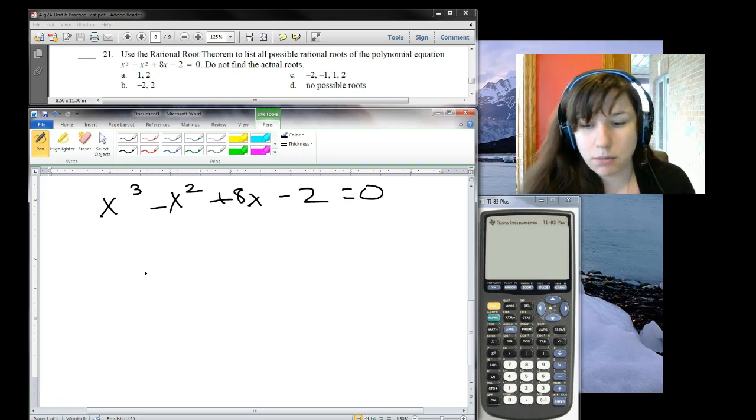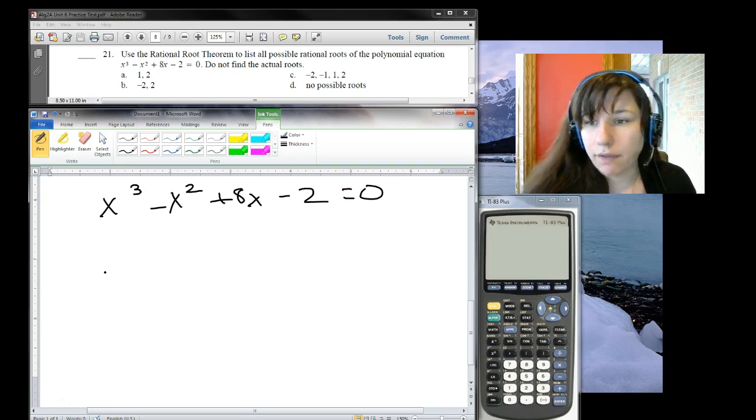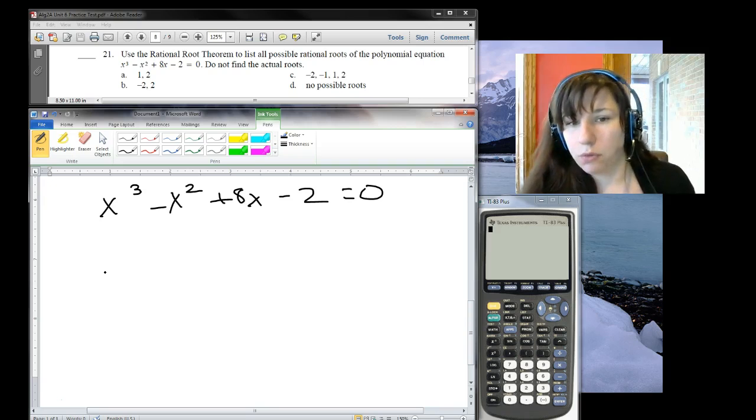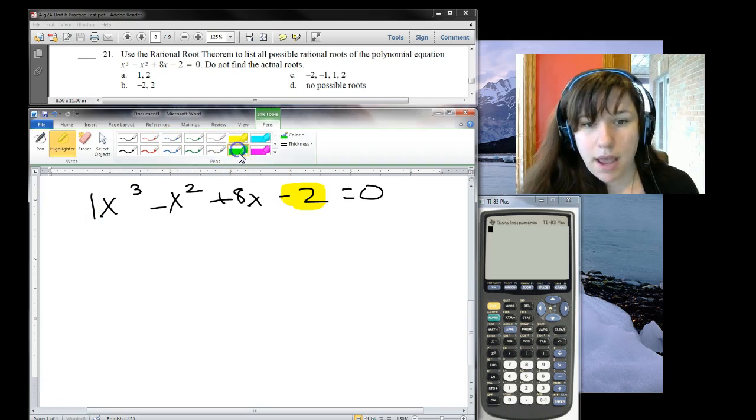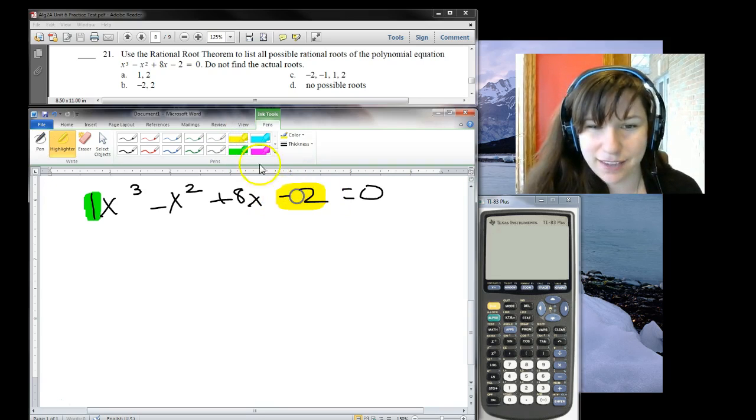But you need somewhere to start. I'm not just going to pick every random number and have to go through and test them all. So the rational root theorem helps you narrow it down. What it says is you write all the factors of the first number divided by all the factors of the, sorry, I think I said it backwards. All the factors of the last number divided by all the factors of the first number.